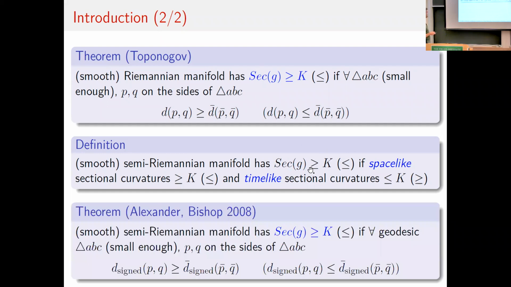And then Alexander and Bishop showed that you can actually characterize curvature bounds via triangle comparison in smooth semi-Riemannian manifolds. So a smooth semi-Riemannian manifold has sectional curvature bounded below by K in this sense here.